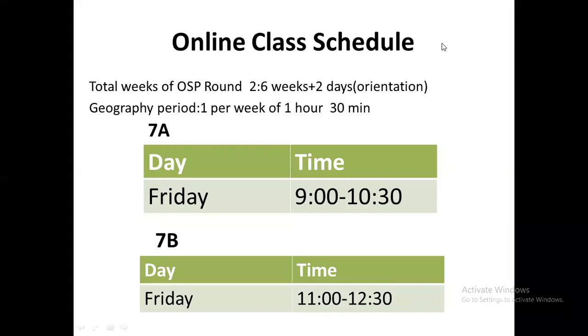Students, this is your online class schedule for online support program round 2. Online support program round 2 has 6 weeks and it has 2 days for orientation. Every week you will have one period of geography, which will be of 1 hour 30 minutes. 7A, you will have your first period of geography, which will start at 9 and end at 10:30. And 7B, I will take your second period, and it will start at 11 and end at 12:30.